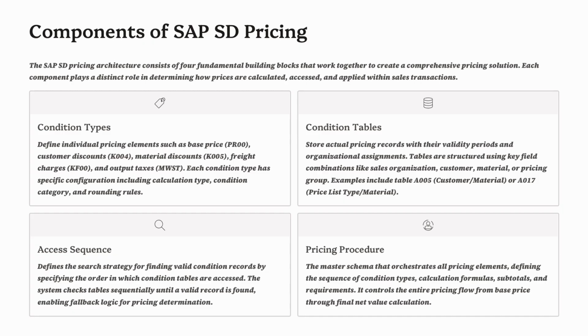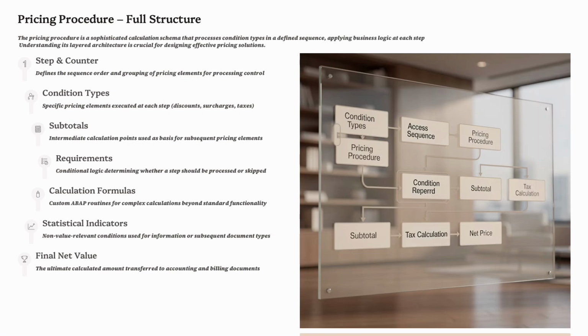This is the master list, the structure, that combines condition types in the correct calculation order. It controls subtotals, statistical values, tax calculations, and the final value of the document. All these elements together form the complete pricing logic.